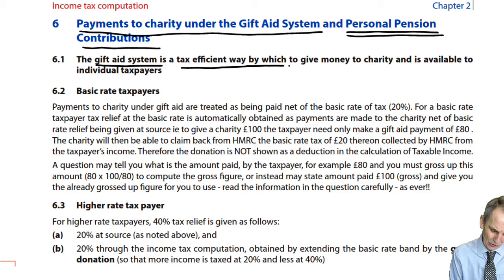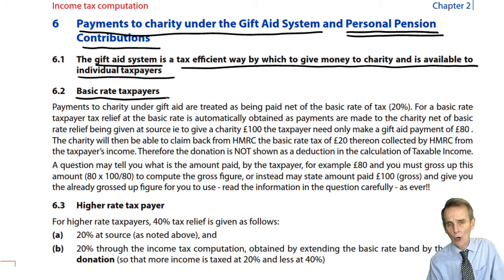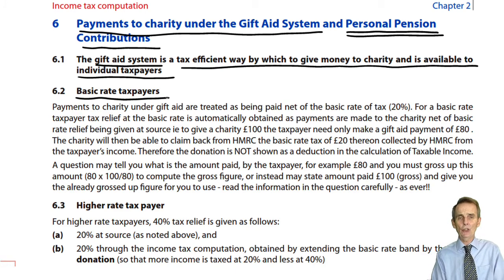It's a tax-efficient way by which to give money to charity and is available to individual taxpayers. And also, as we'll deal here with basic rate taxpayers to begin with, which is the vast majority, of course, of UK taxpayers, what we'll see is the way in which it simplifies the way that a taxpayer will get tax relief in terms of contributions made to a charity through the gift aid scheme. It's this tax-efficient way of giving.